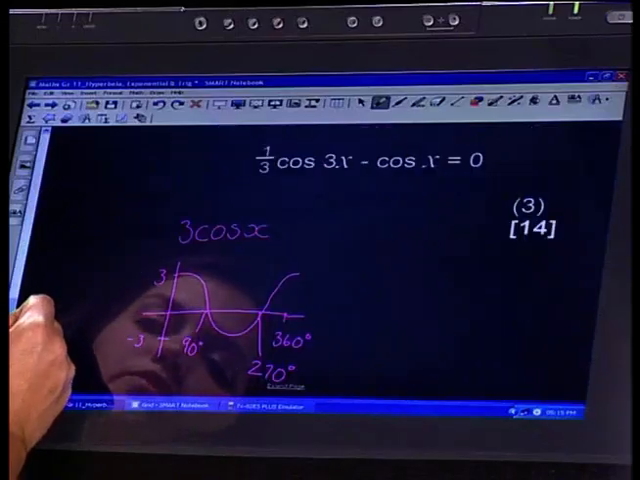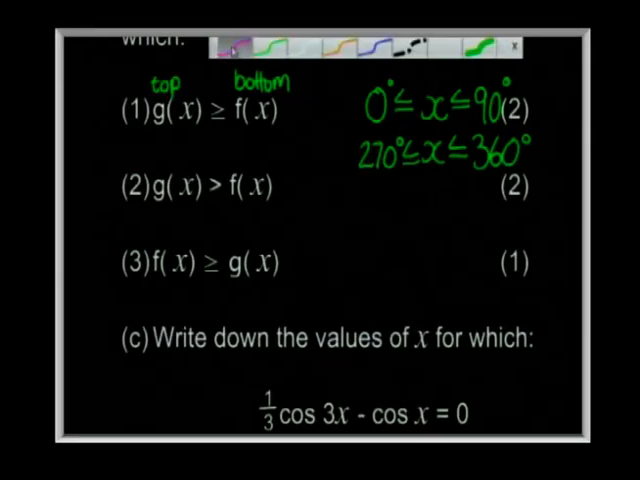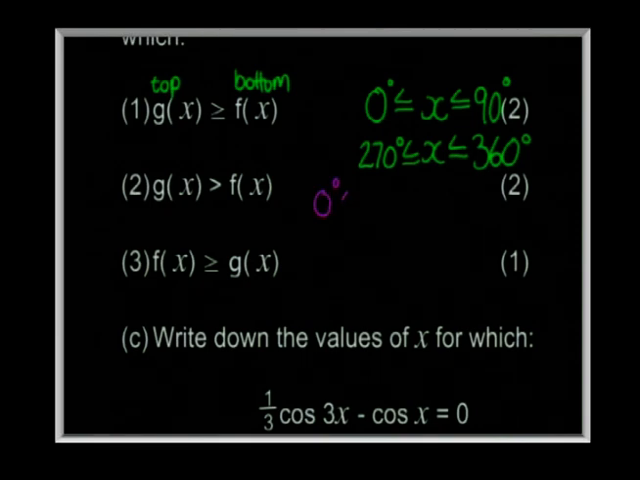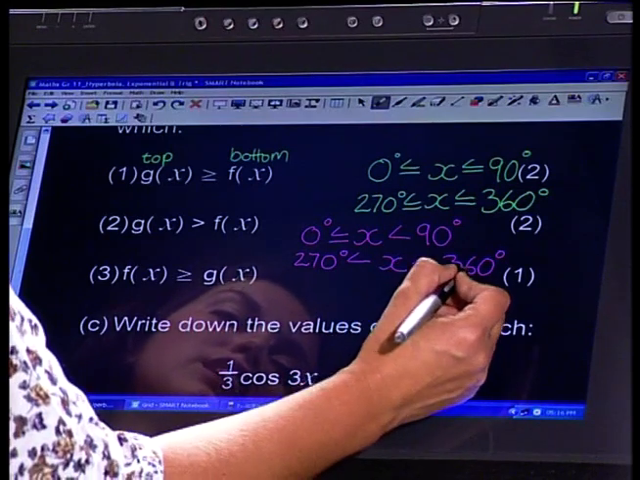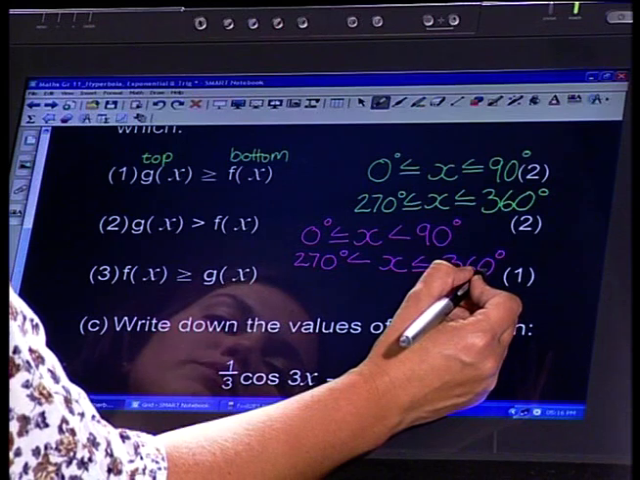Let's answer the question. So, where g of x is greater than f of x, it happens at 0 and at 90. But remember, at 90 they touch each other, so it's just less than 90. It also happens between 270. Once again, we can see that it touches at 270, so it can't be equal to 270. Remember that line underneath the inequality indicates that it can also equal 360.